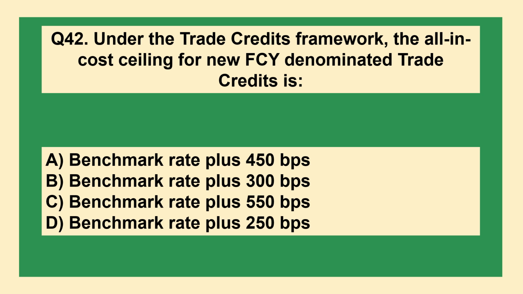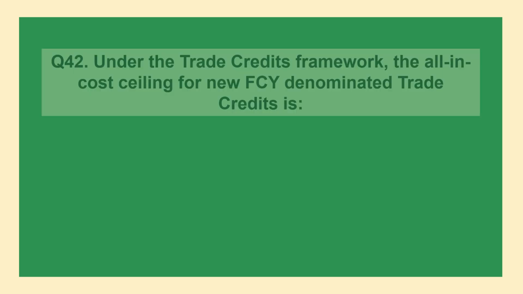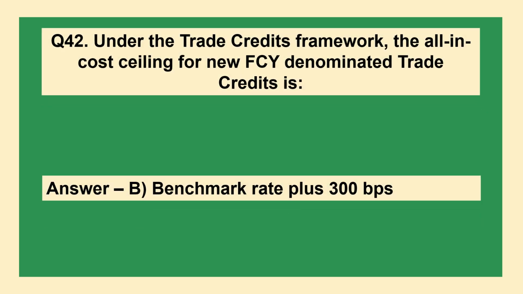Under the trade credits framework, the all-in-one cost ceiling for FCY denominated trade credits is A. Benchmark rate plus 450 bps. B. Benchmark rate plus 300 bps. C. Benchmark rate plus 550 bps. D. Benchmark rate plus 250 bps. The answer is option B. Benchmark rate plus 300 bps.